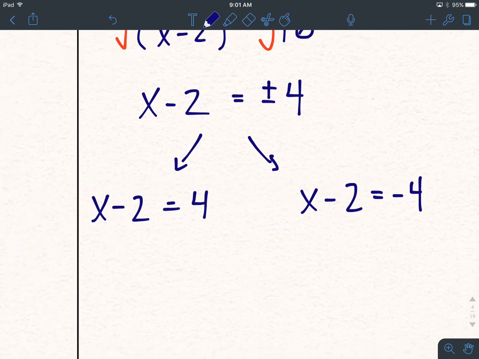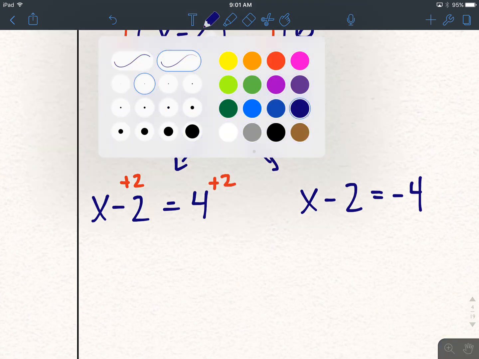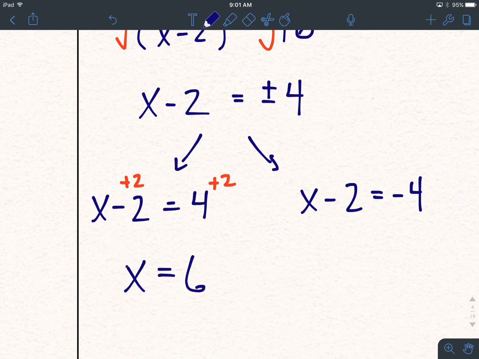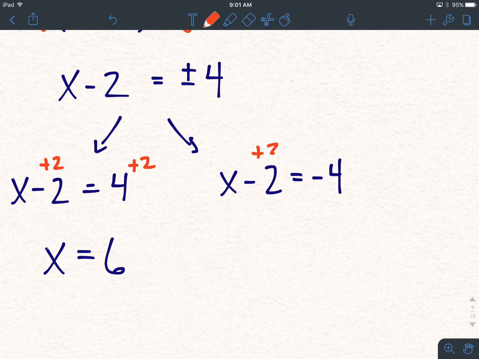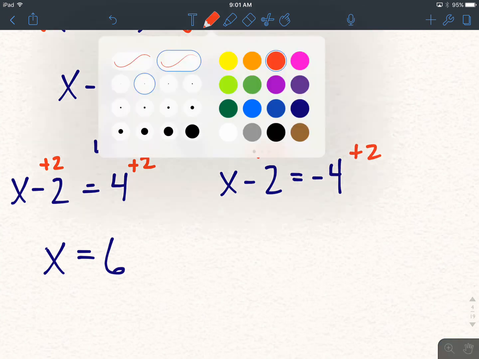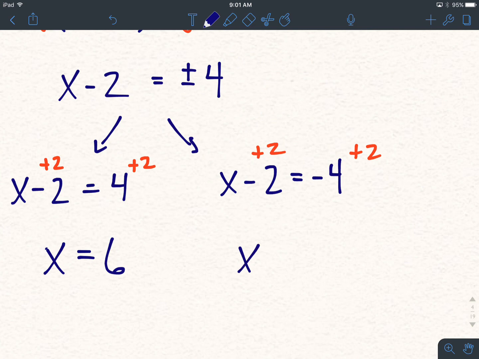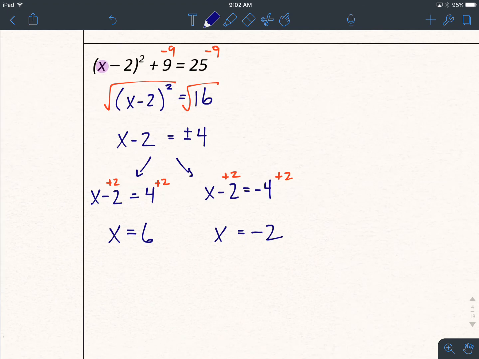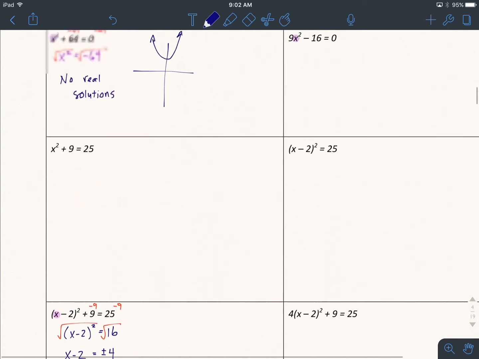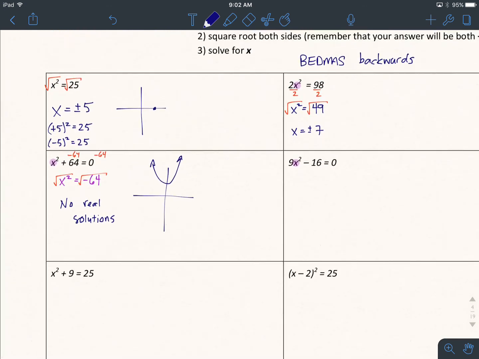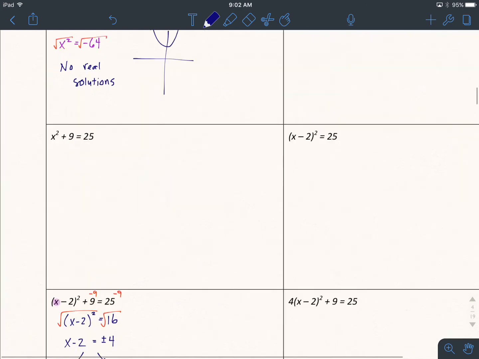So in this first scenario, we are going to undo subtract 2 by adding 2 to both sides. That will result in x being equal to 6. And in our second example, we are going to undo negative 2 by adding 2 to both sides. And that will give us a second value of x being equal to negative 2. So in this particular case, the two answers are not identical as they were in some of the examples we worked on above where we had plus minus 5 or plus minus 7. This one, there are two distinct answers.